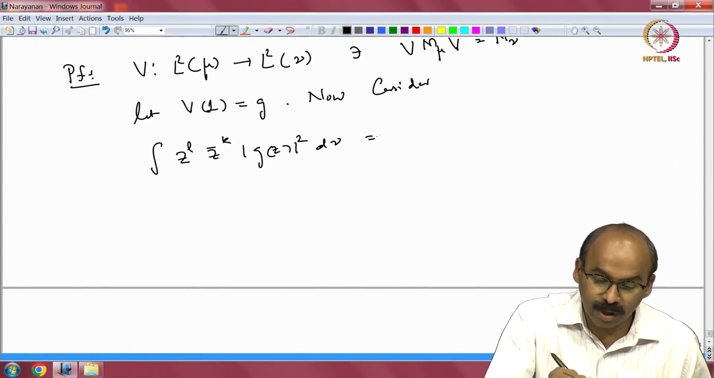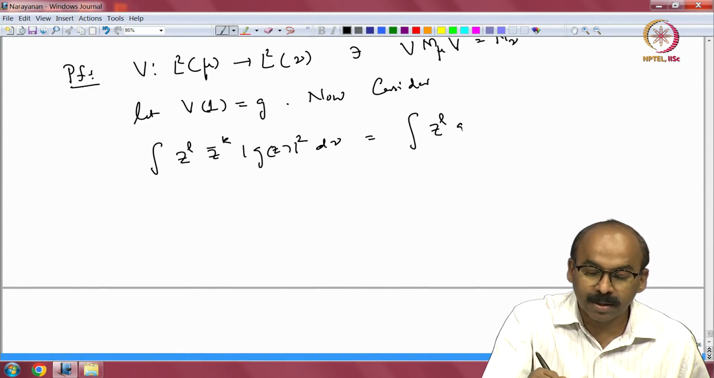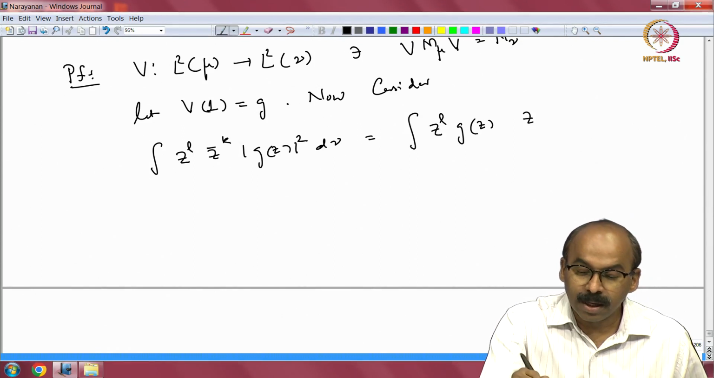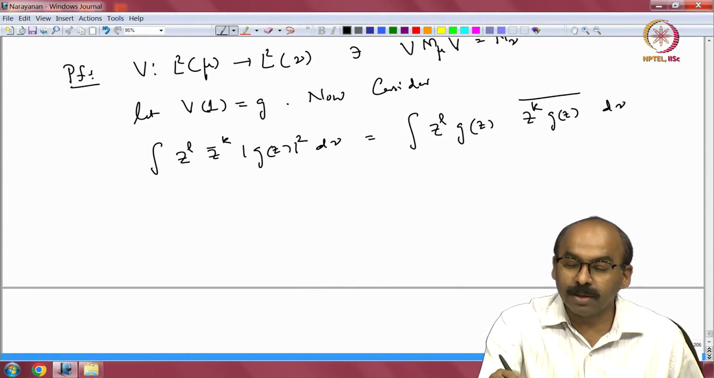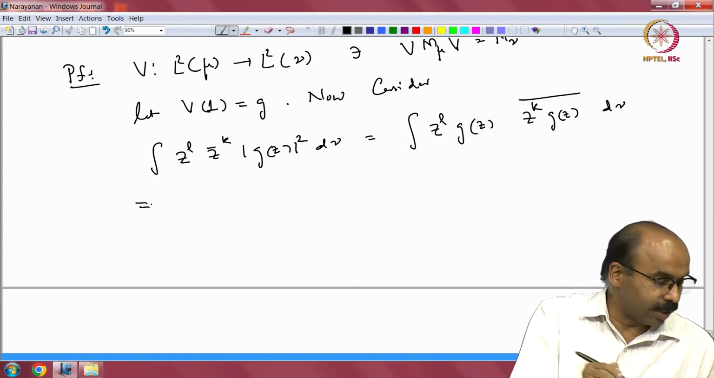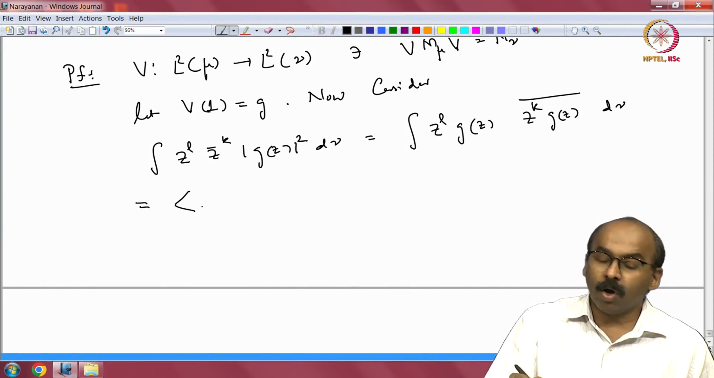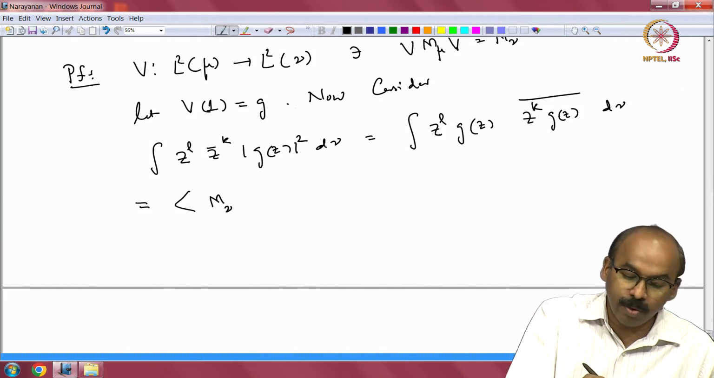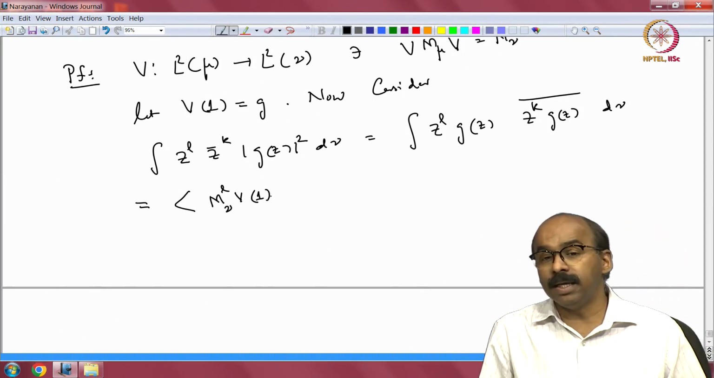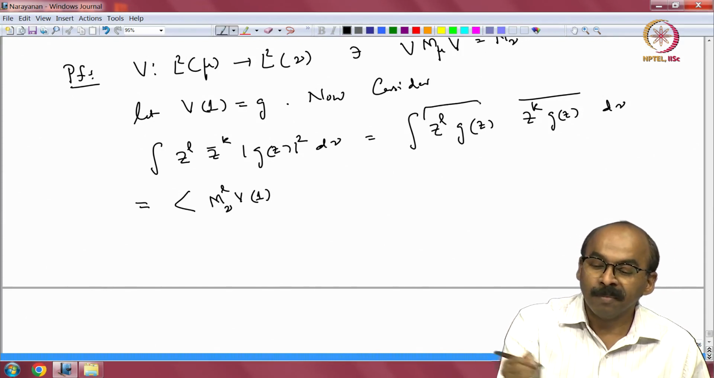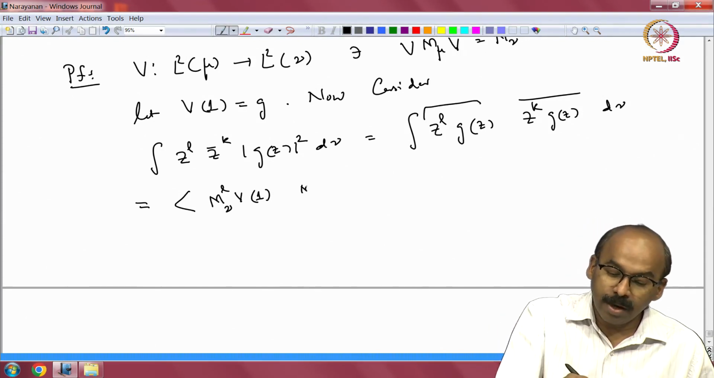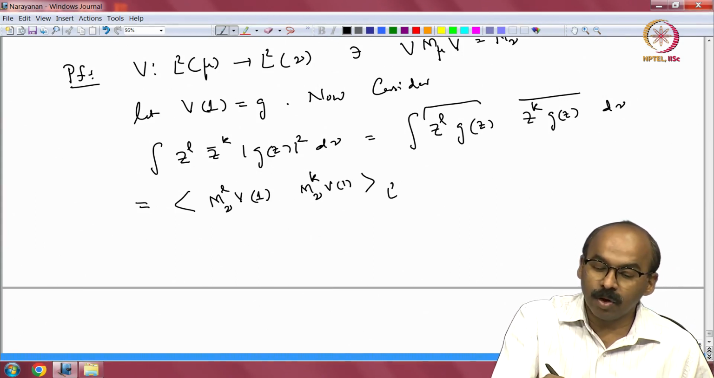So, this is equal to, let us write this as z to the L g z times z to the k g z, and then take the bar. So, that is the inner product. This is nothing but the inner product of, well, what is this? This is m nu L V 1. V 1 is g, and m nu L will give me z to the L. So, that is the first term. The other term is m nu k V 1 again, in L 2 of nu.